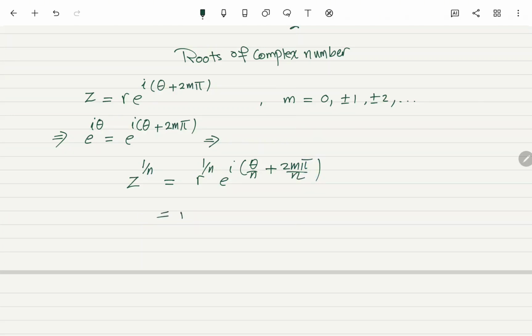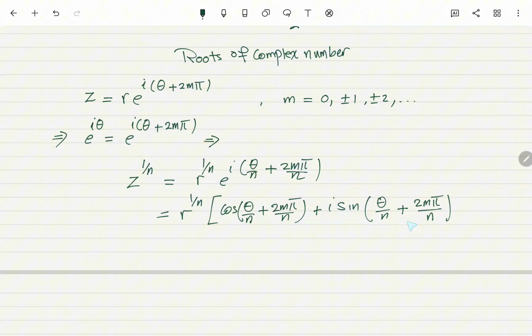So it's equal to r to the 1 over n times (cosine (theta over n plus 2m pi over n) plus i sine (theta over n plus 2m pi over n)). Now, based on the n value, we can find the nth root for the complex number z.